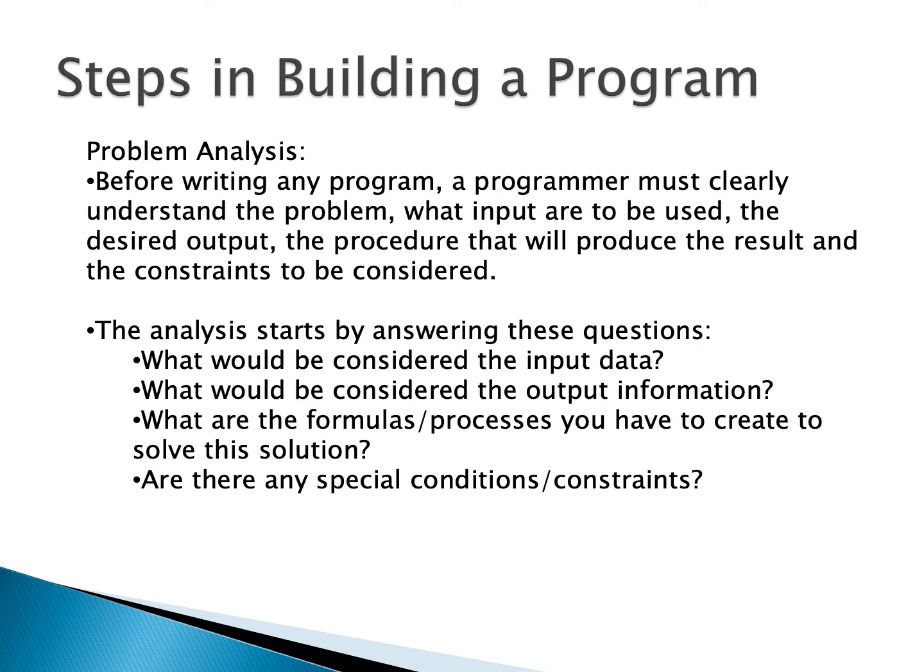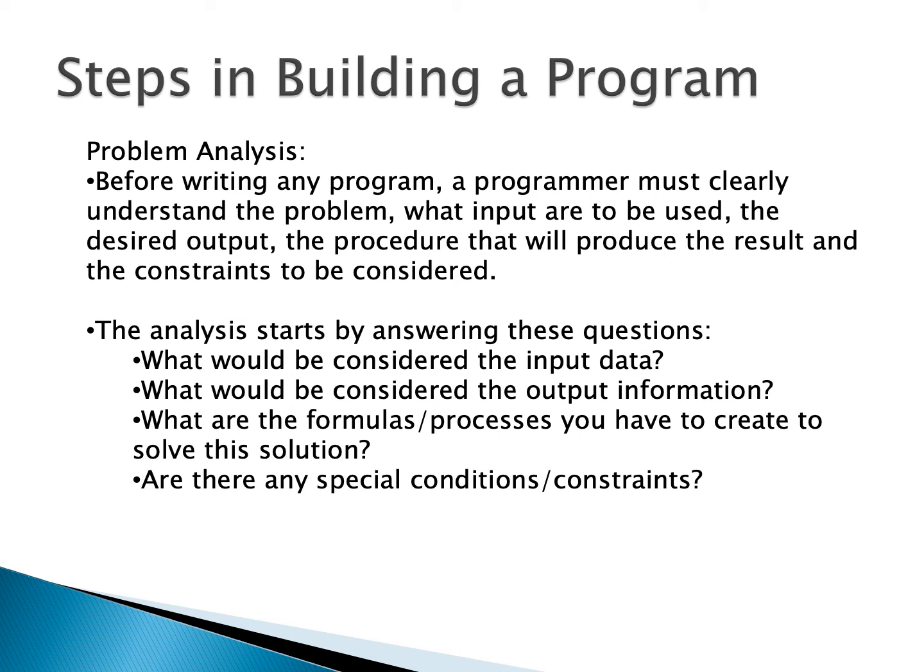So the first step is analyzing and understanding the problem. What would be considered the input data? Using the direction example, the input data might be how to get to UUM, for example. What would be considered as the output information? This can be the routes that should be taken to get from our current location to UUM.